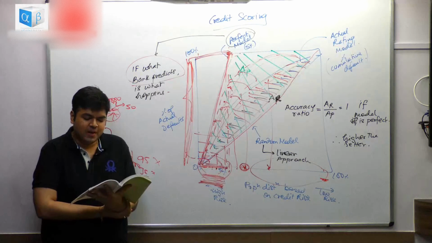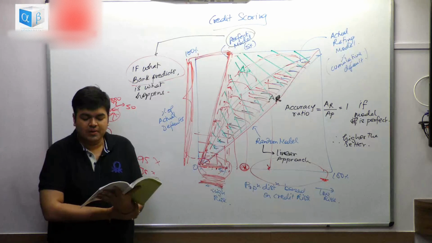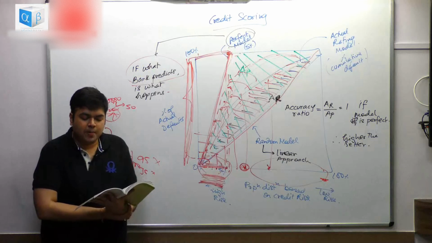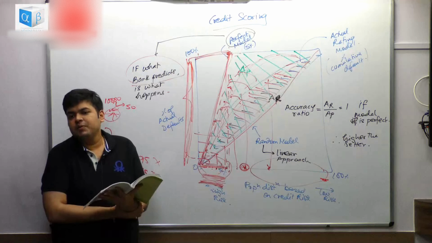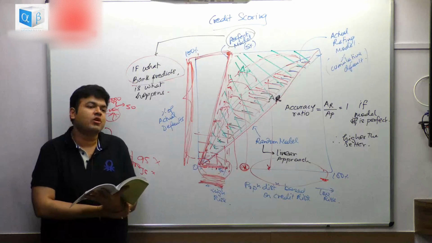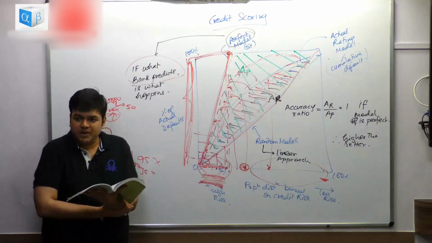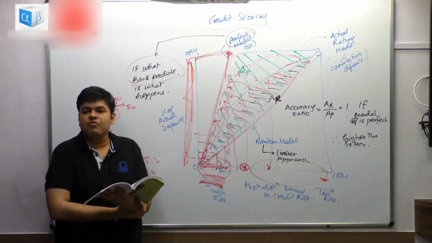If you want, you can read the next paragraph, last two lines. The scoring model must be monitored on a regular basis due to underlying changes in the population as well as potential product changes. Of course, the product mix that people have today is very different from what it used to be earlier.